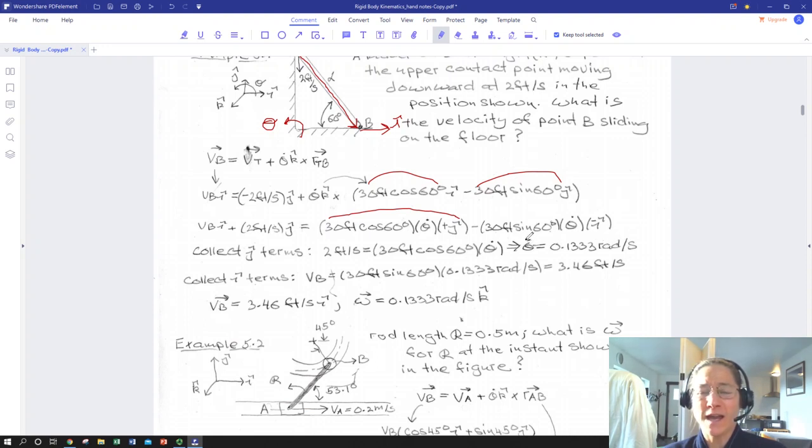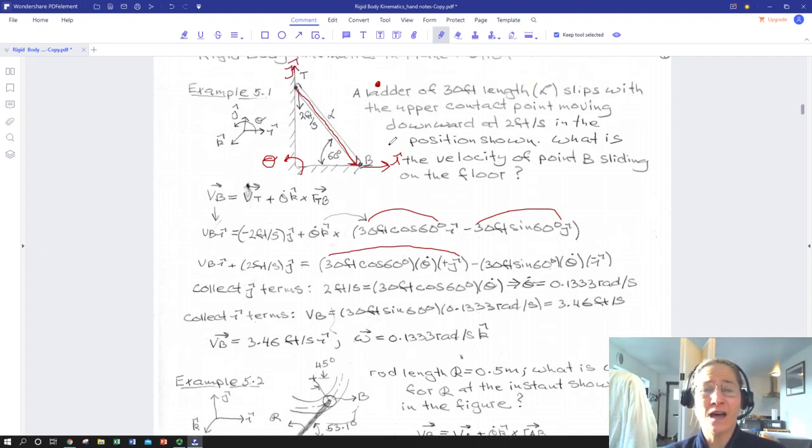So we know theta dot, and we know it's positive. That kind of makes sense if you can just envision this point moving down and that point moving out. You would kind of expect a counterclockwise rotation. So a positive theta dot means counterclockwise. So that's kind of an internal sanity check. We can collect the i hat terms, and that's where we're going to get the magnitude of our B velocity, and we end up with 3.46 feet per second.